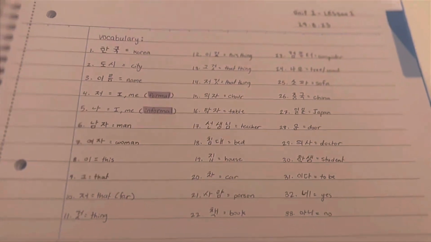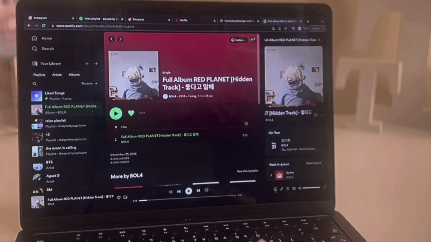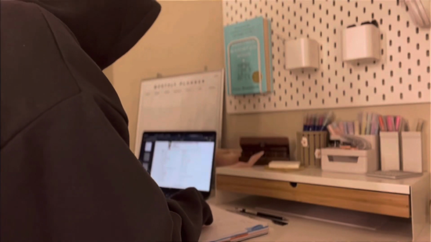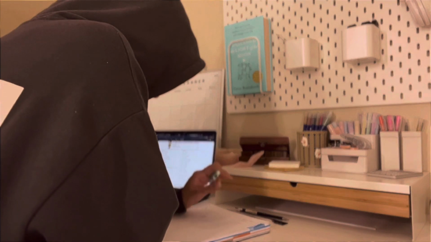But first, I'll go on to Spotify and play my music so that I could focus and actually get into the mood while I study. I'd review the vocabulary one last time and then I'm 100% sure I'm ready to start the lesson.